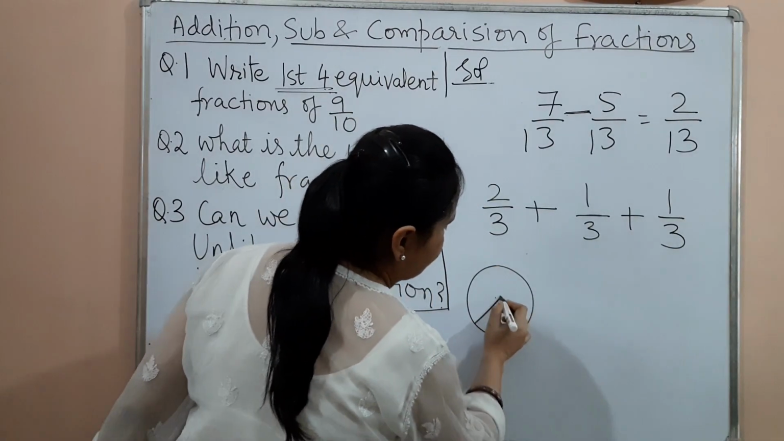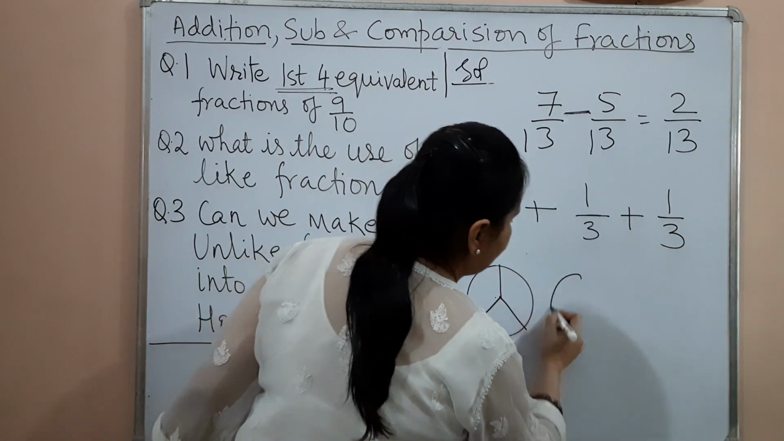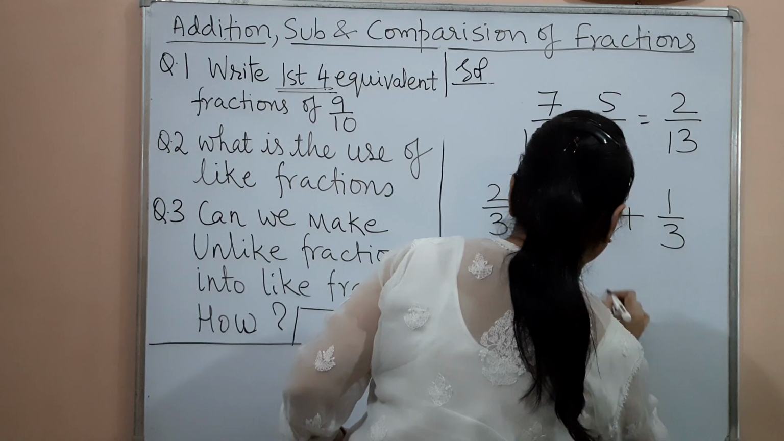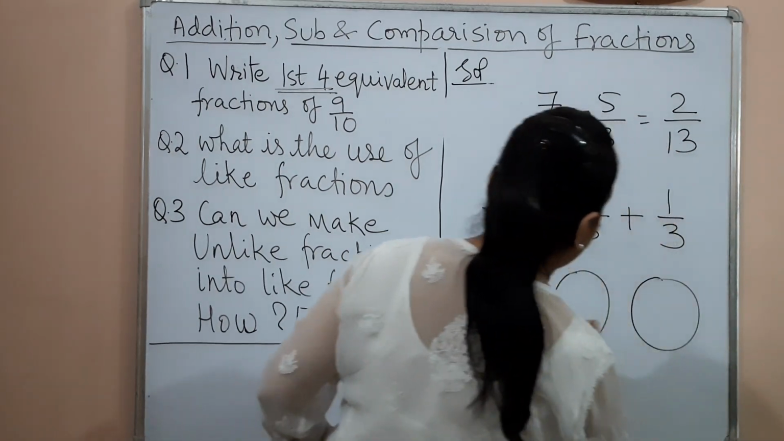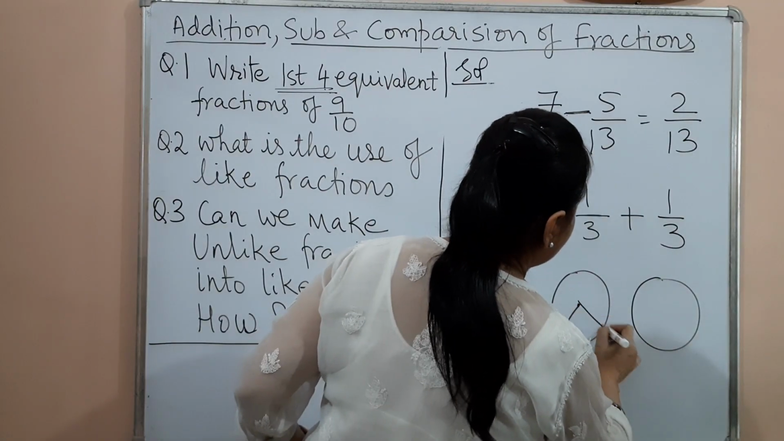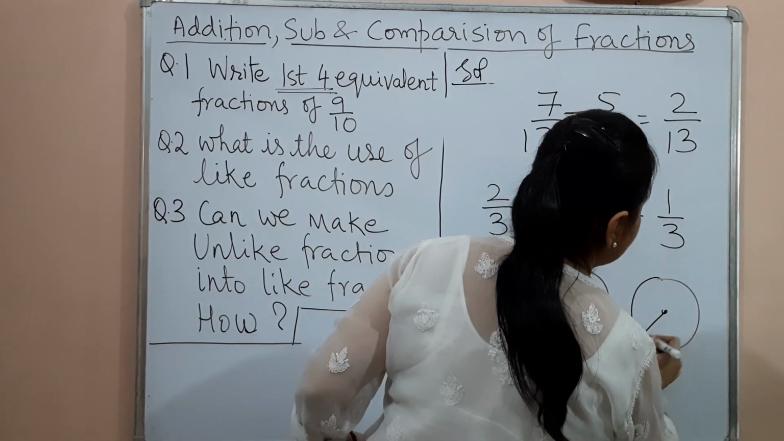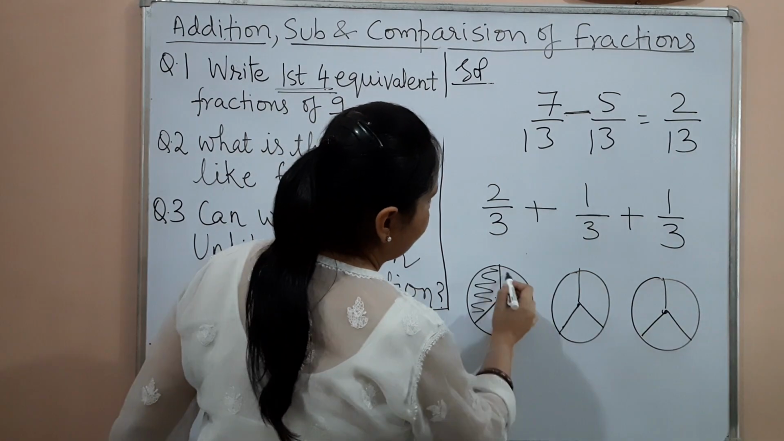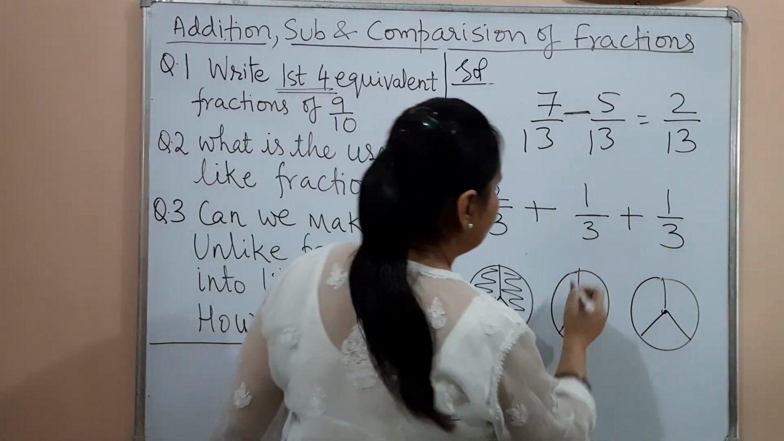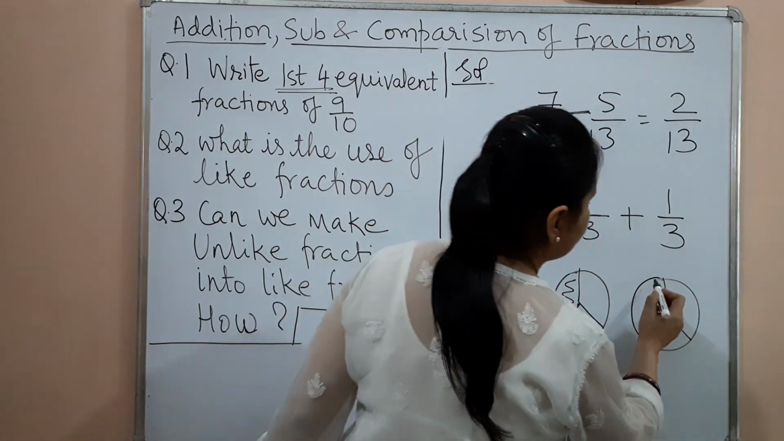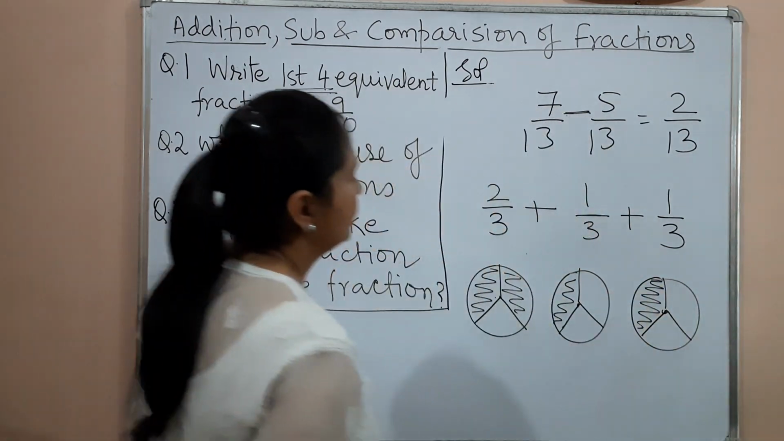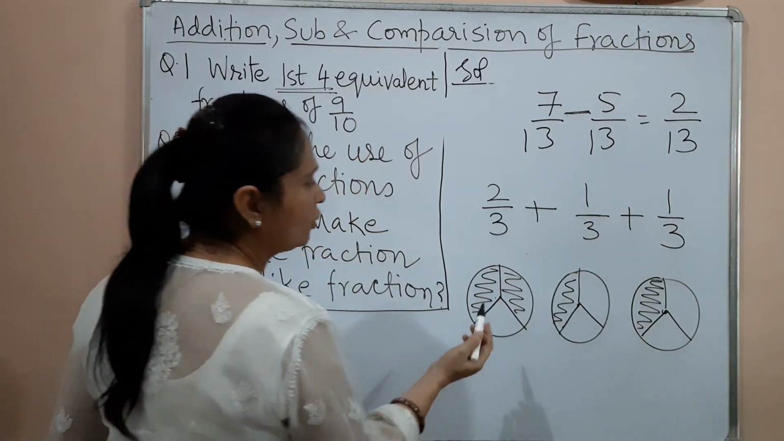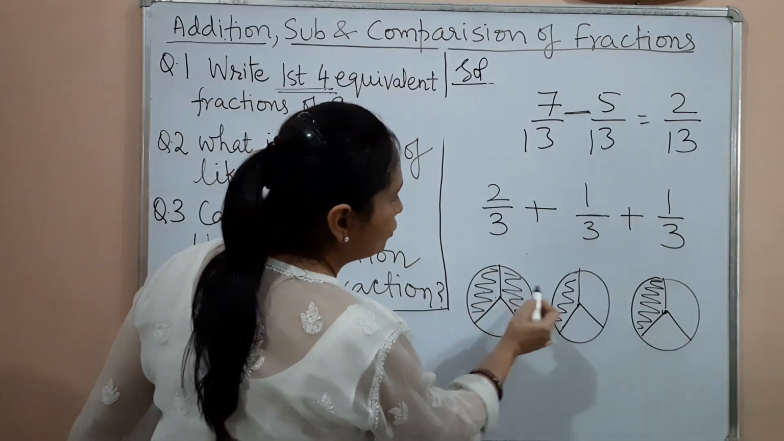With the help of this example, suppose we have a cake. We have say 3 cakes. I have divided all of them into 3 equal parts. From the first one I have taken this. From here I took this. From here I took this. That means how much part, how many cakes did I get? I got 1, 2, 3.